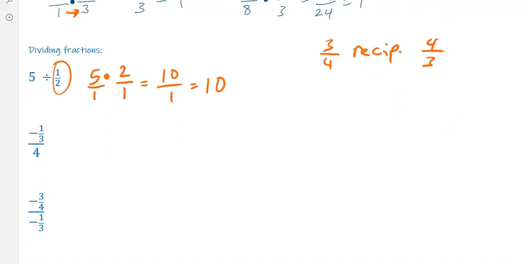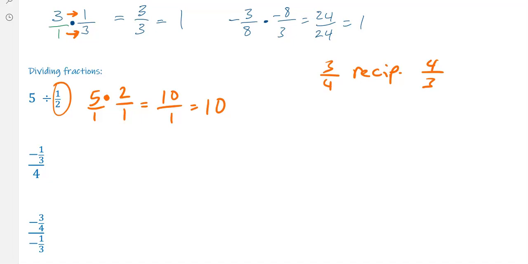All right. With this next one, it's written in kind of a different form. Negative 1/3 over 4. So that would be negative 1/3. I'll do this one in a different color.